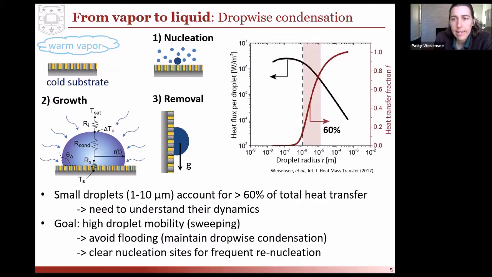Now, if we look at the heat transfer during condensation, we see here in the red line the fraction of heat transfer. And what we see is that 60% or more than 60% of the heat transfer happens for droplets between 1 and 10 microns. So clearly, this size range of droplets is extremely important to understand and to also enhance, ideally. So we set out to understanding this size range of droplets, both from a heat transfer perspective, but also from their dynamics.